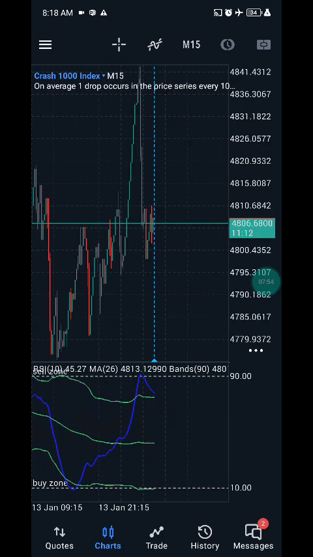So this particular strategy works on all Boom and Crash indices. You can use this strategy to catch your spike, and you can use it to scalp the market as you want. So thanks.